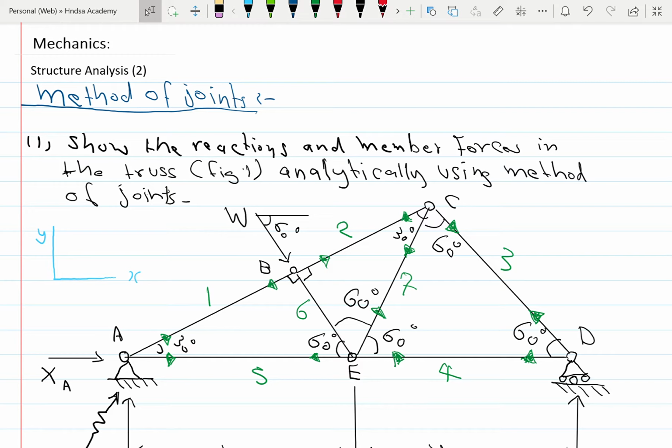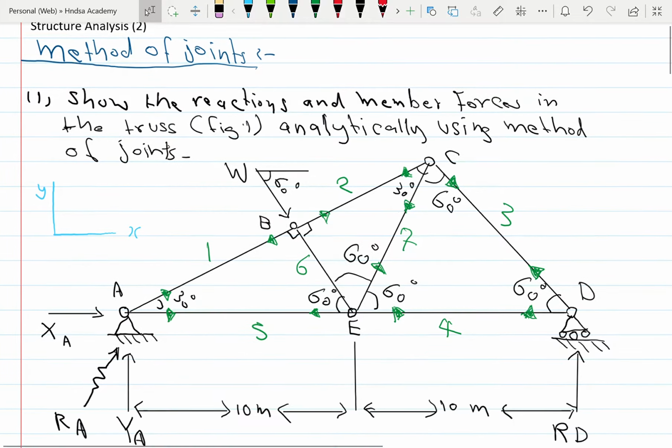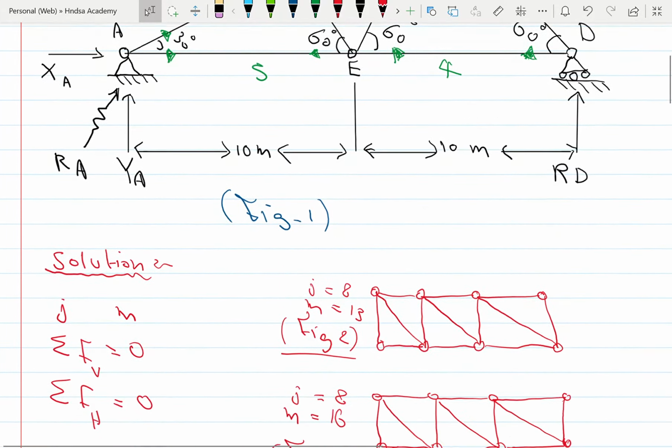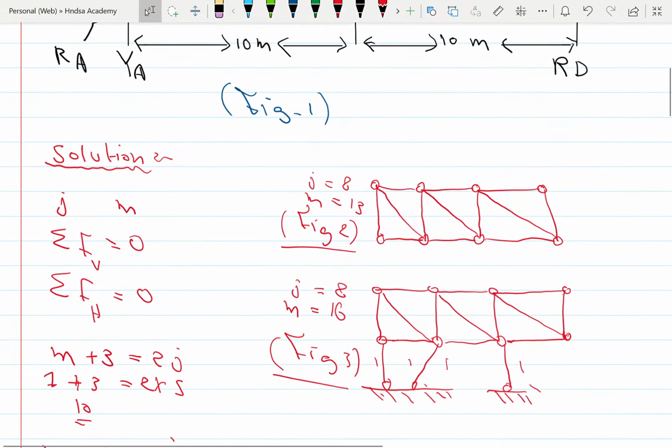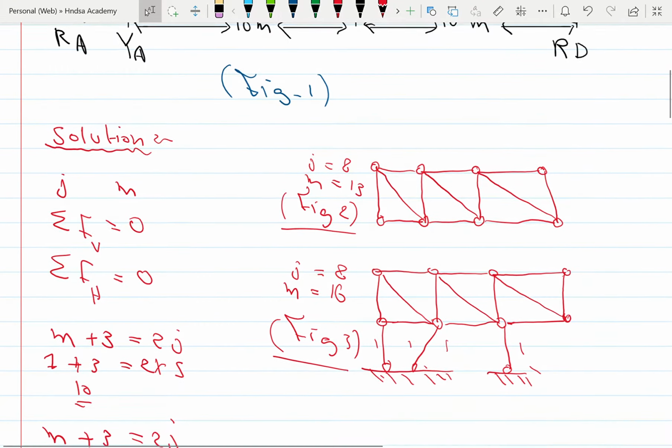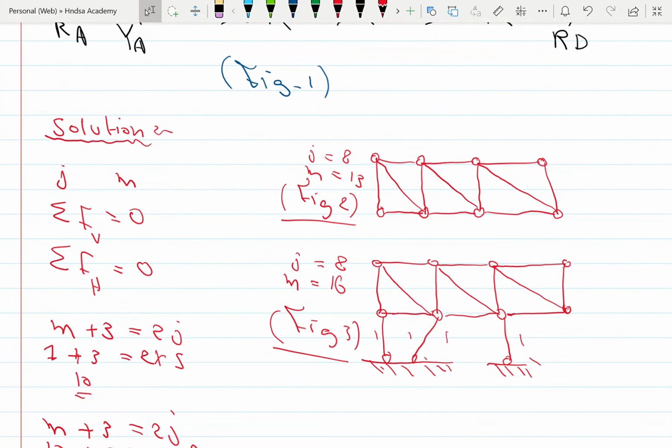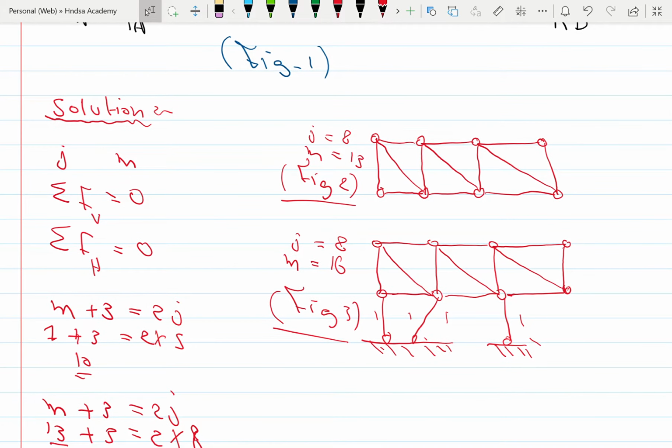Hi, today we will go through an example of structure analysis using the method of joints. Before we go to our example, we need to explain quickly how to analyze whether your truss is statically determined. If you have a truss, definitely you have a couple of joints and you have members.